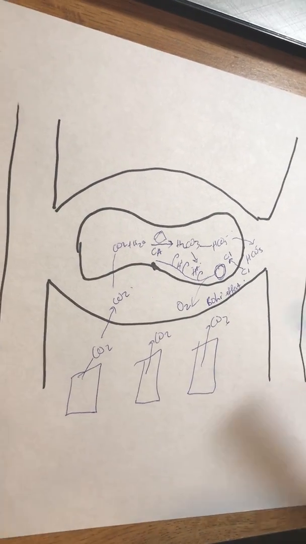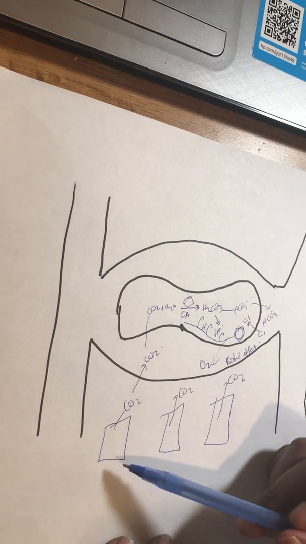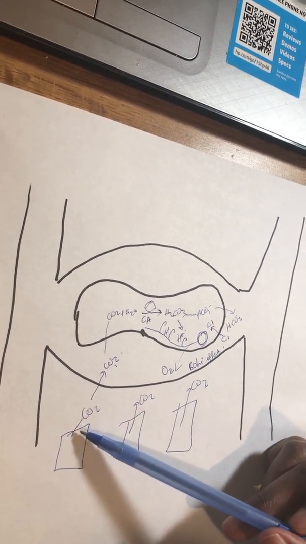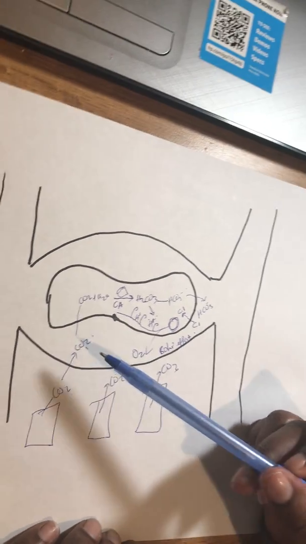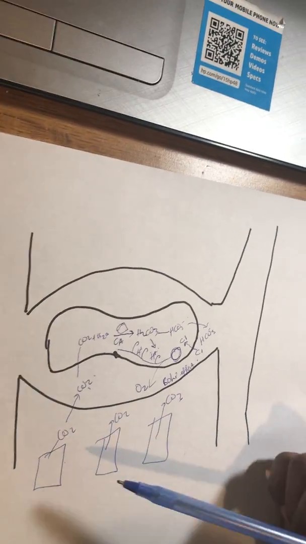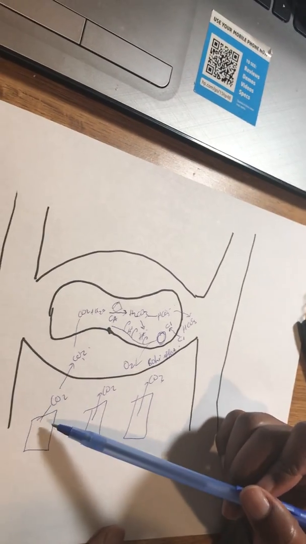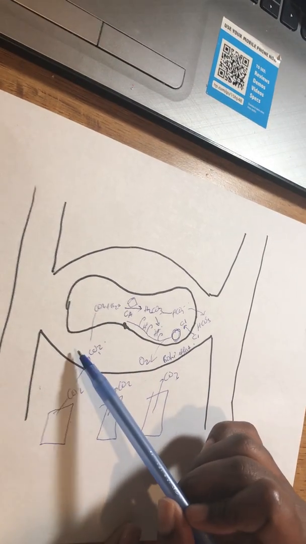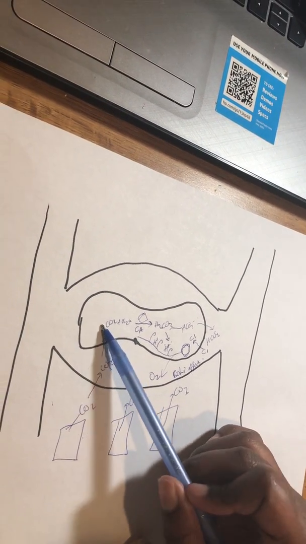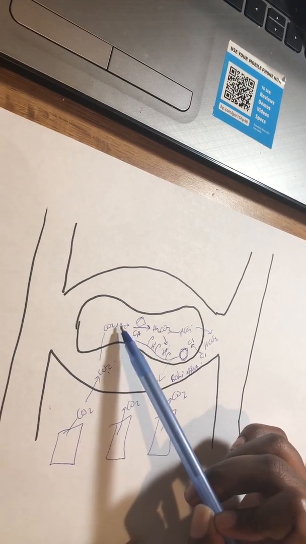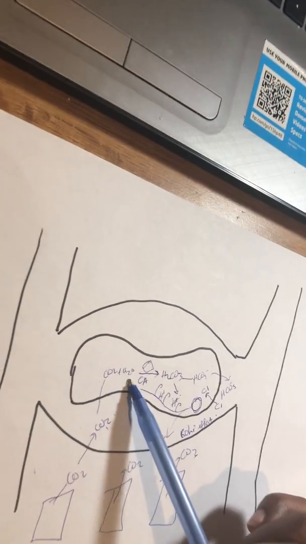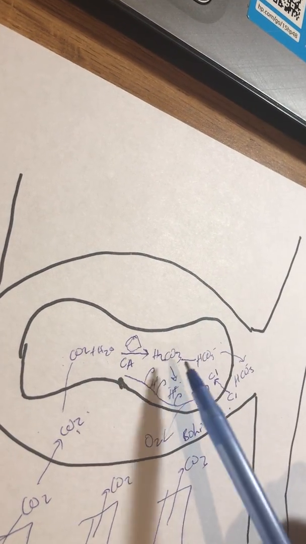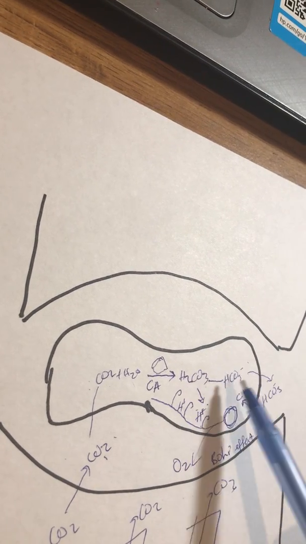So let's just go through it quickly again. Your respiring tissues are producing carbon dioxide, and it crosses the membrane via simple diffusion, traveling from an area of high concentration to an area of low concentration. So it goes from your tissues into the interstitial fluid, crosses the membrane, goes into your plasma, and from the plasma into your RBCs, where CO2 combines with water and is converted to carbonic acid by your enzyme carbonic anhydrase, and the carbonic acid dissociates into the hydrogen and bicarbonate.